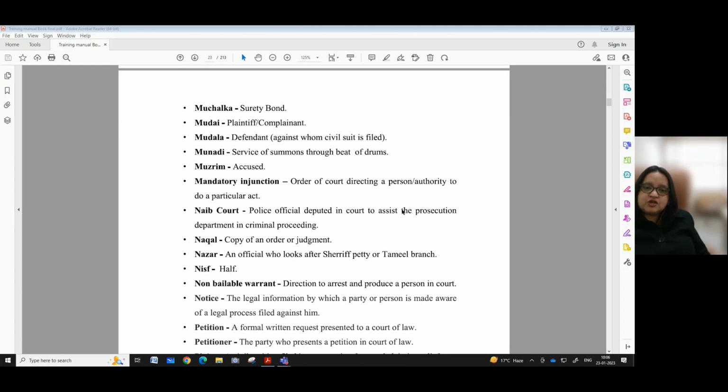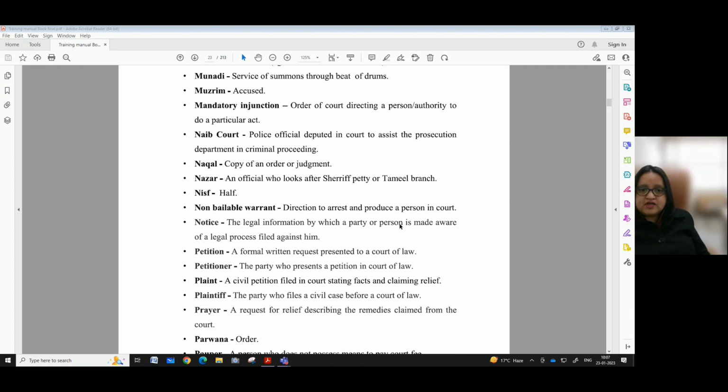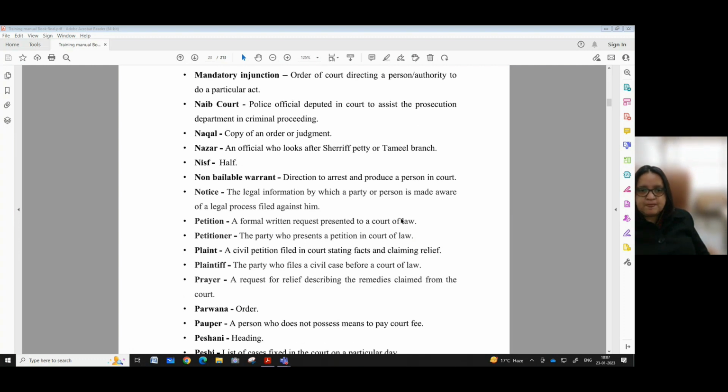Naib court, police official deputed in court to assist the prosecution department in criminal proceedings. Nakal, copy of an order or judgment. Nazir, an official who looks after the Sheriff, Petty or Tamil branch. Nisf, half. Non-bailable warrant, direction to arrest and produce a person in court. Notice, the legal information by which a party or person is made aware of a legal process filed against him.